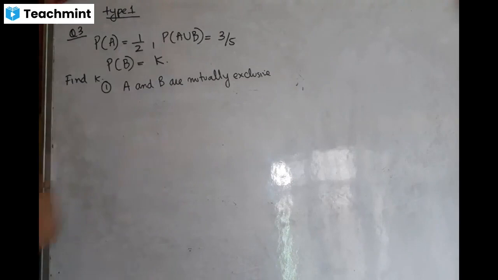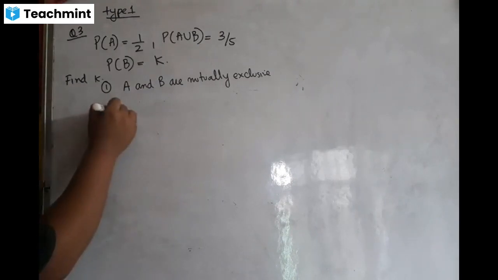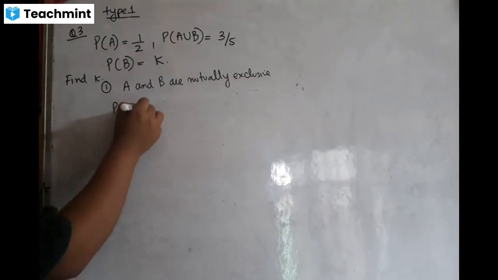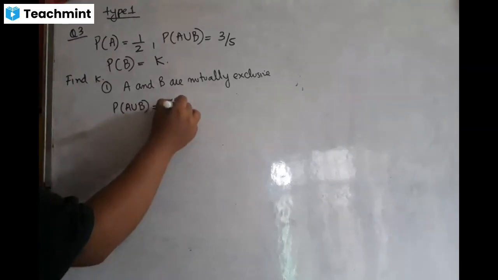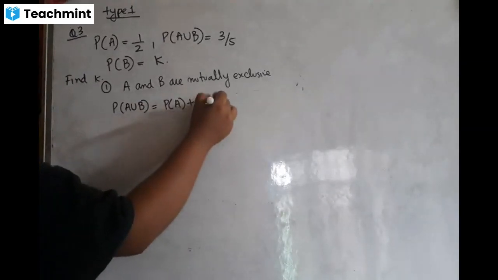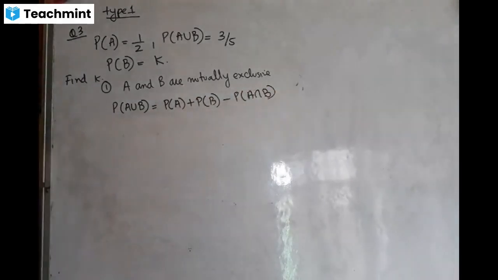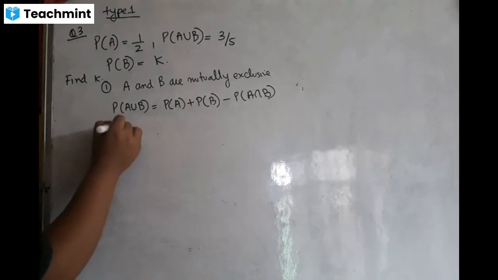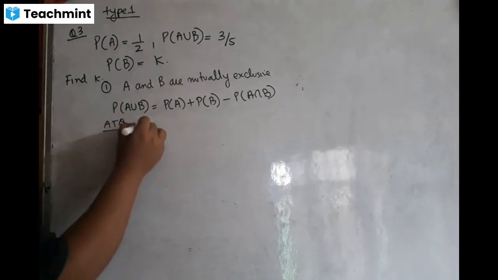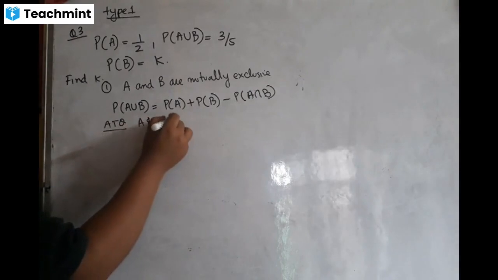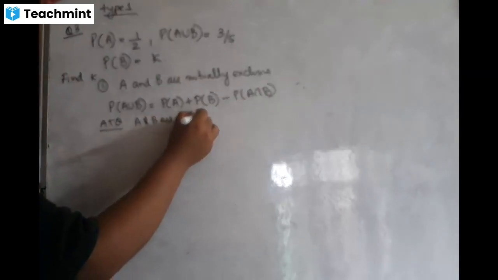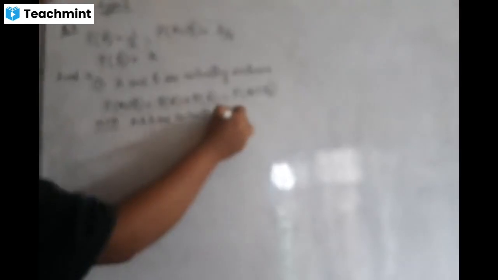See, everyone, union is given. So for union, I know the formula. Probability of A union B equals probability of A plus probability of B minus probability of A intersection B. Isn't this the formula? Yes or no, everyone? Yes, sir. Only one formula. Now, everyone see, according to the question, what are they saying? A and B are mutually exclusive.